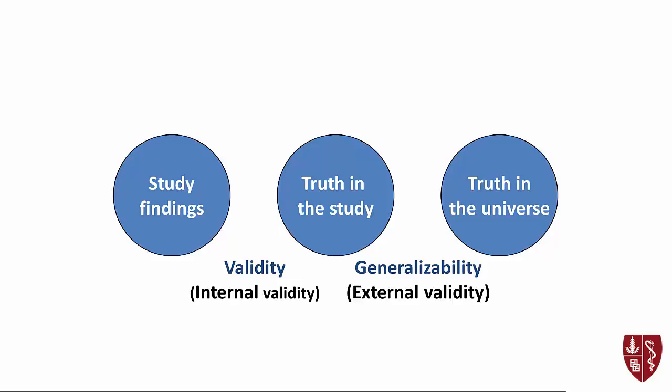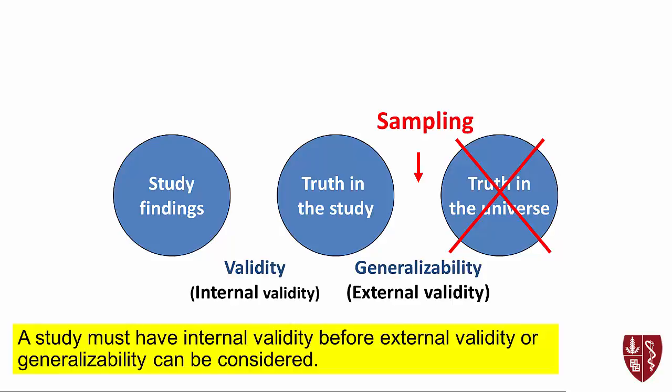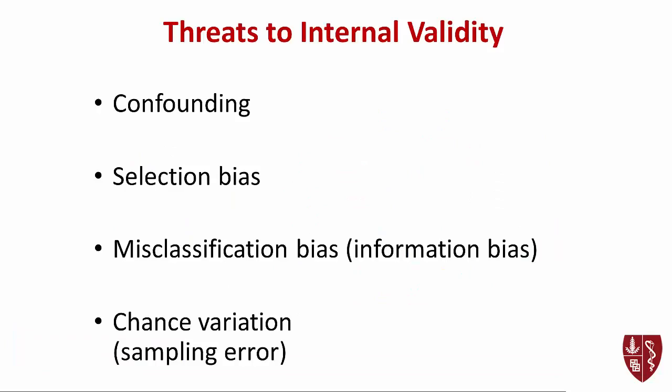So if we did our sampling right, then usually the results we found in the sample we studied should be generalizable, and we can say that there's truth in the universe as well, making inferences from our study sample. However, if our sampling wasn't done correctly, then while the study may have internal validity, it may lack external validity. So the point to remember is that the study must be internally valid before you even think of translating this to the patient sitting in front of you or to the larger population of interest.